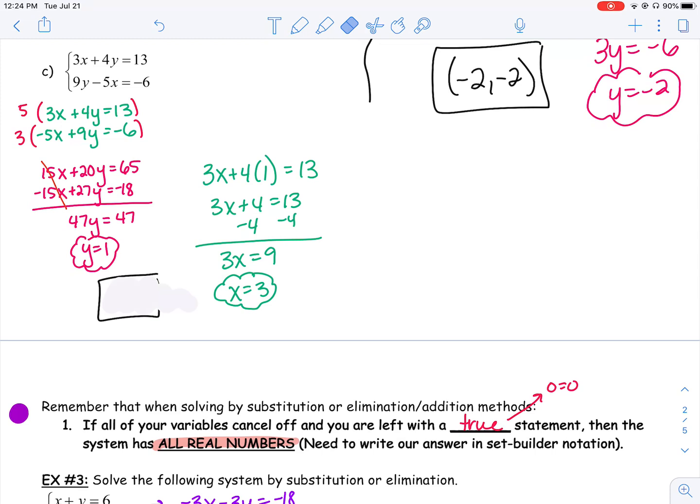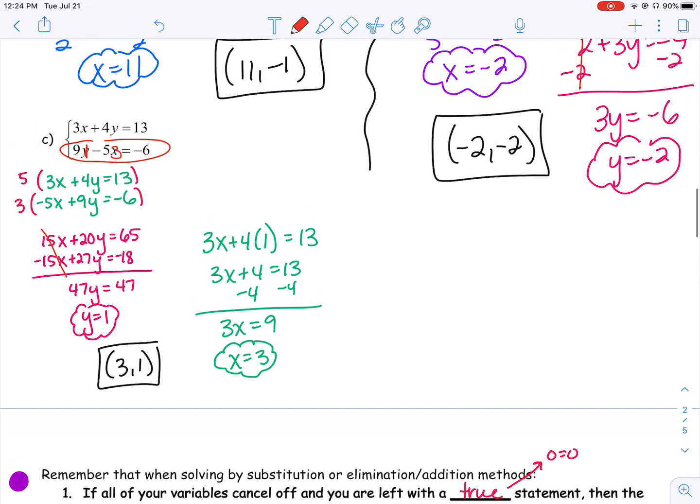So the solution to my system is the point 3, 1. If you use the first equation to find x, you could always use the second equation, plug in 1 for y, plug in 3 for x, and make sure that it still works. It should, and we can get 100% on this homework and this test. Make sure that you practice all the different methods: graphing, substitution, and elimination.